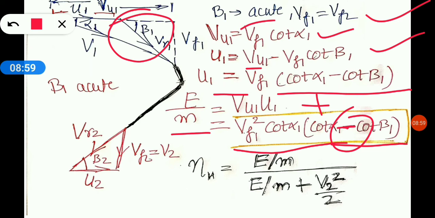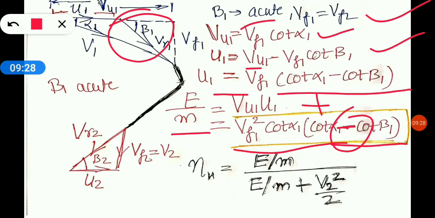Fine. In Wikipedia, in NPTEL lectures, they have taken beta as obtuse angle. There is no hard and fast rule, but you should stick to any particular way. If you are taking beta 1 as acute, you should take it as acute throughout. Fine. If you are taking it obtuse, you should take it obtuse throughout. Fine. While solving numericals and derivations, everywhere. Fine. So you have to stick to it.